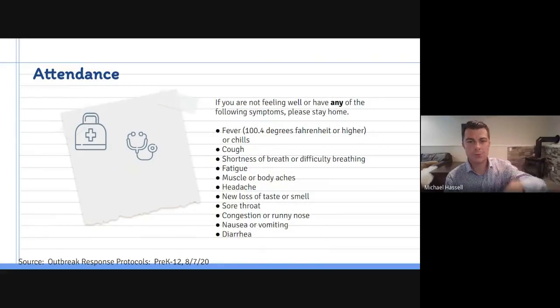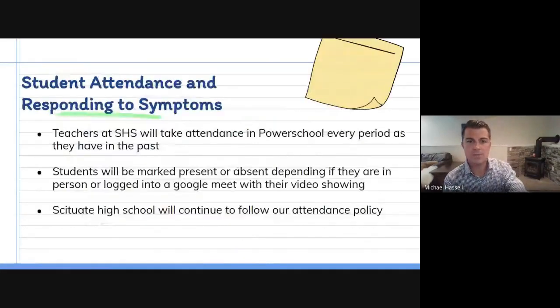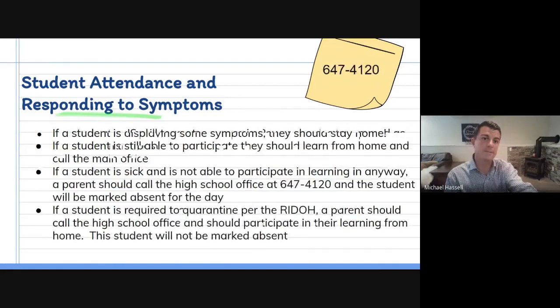And then again, we're encouraging students and families to go through all of these protocols. There's some resources on what to look out for. Student attendance and responding to symptoms. Teachers at SHS will take attendance in PowerSchool every period as they have in the past, and students will be marked present or absent depending if they are in person or logged into the Google Meet, and the high school will continue to follow our attendance policy.